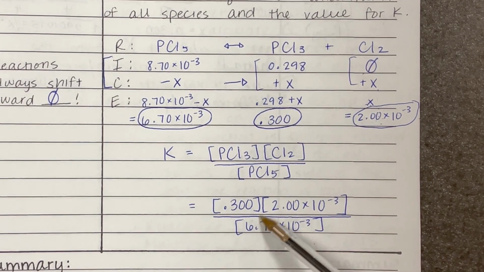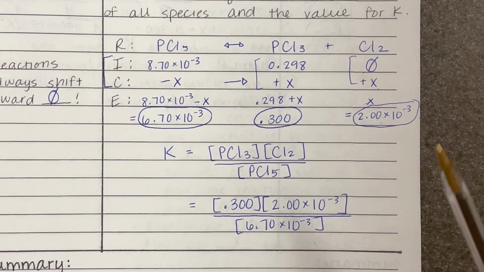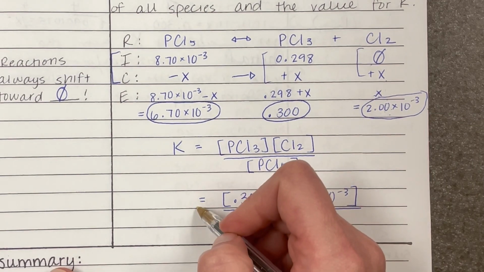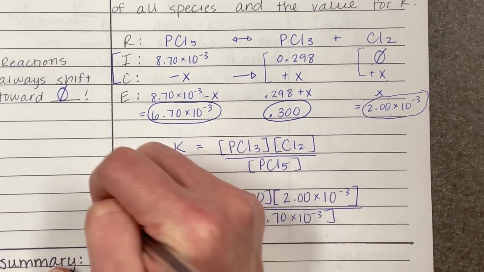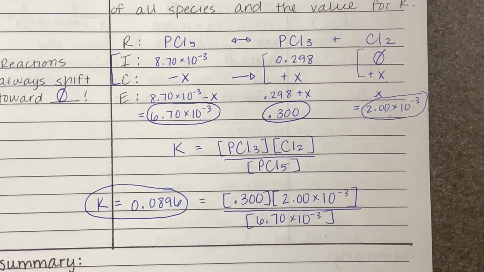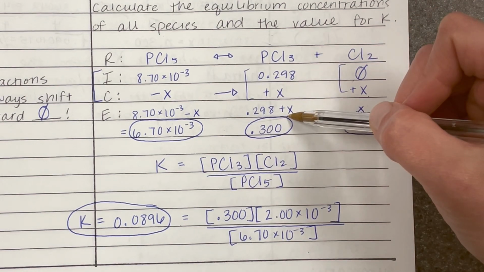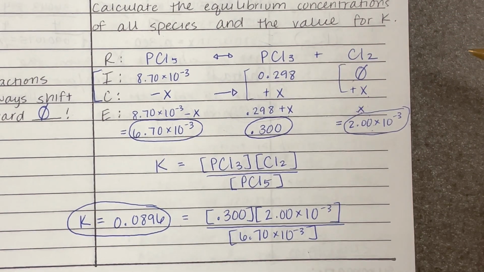Remember your order of operations, make sure you multiply on top to get that product first before you divide. And what you end up with is a value of K equal to 0.0896. There is our equilibrium constant. So I hope you guys can see that even without an equilibrium constant, you should have enough of this puzzle here to figure out what you need to find the equilibrium constant.